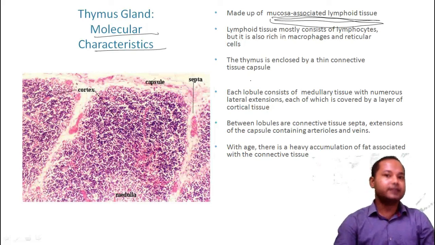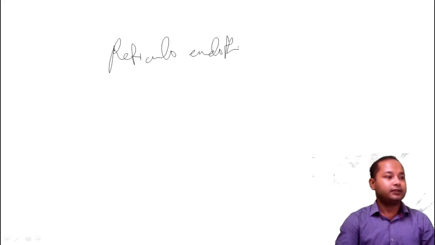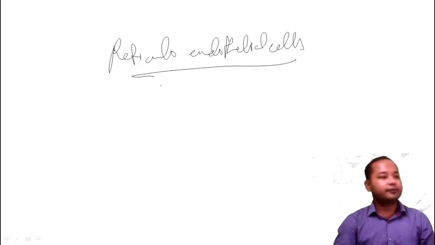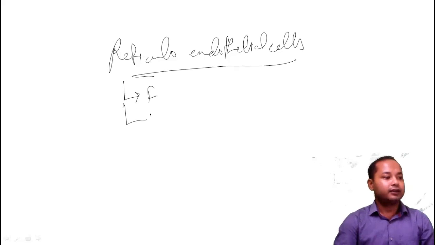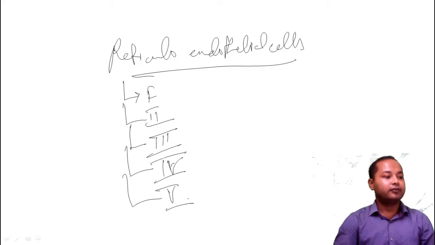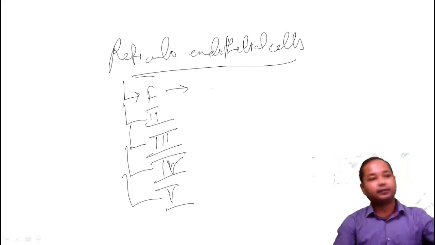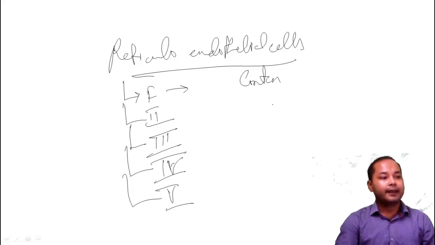And the type of cells which are found in this thymus gland are called reticuloendothelial cells. There are several types of reticuloendothelial cells: type 1, type 2, type 3, type 4, type 5. But basically the thing which I have to insist is that the reticuloendothelial cells separate the thymus gland into a cortex and a medulla.